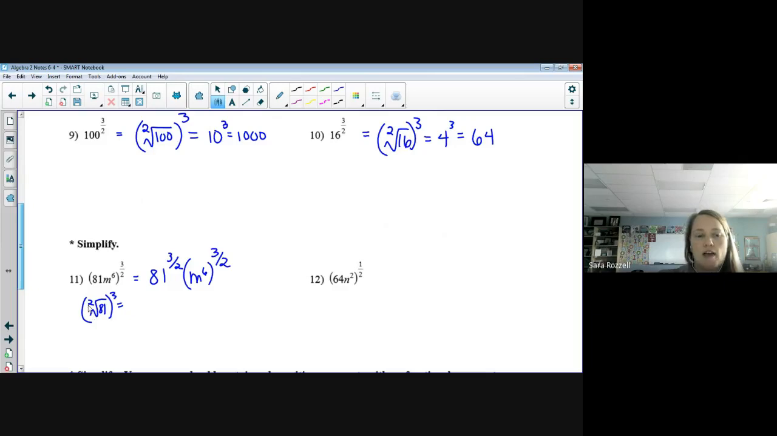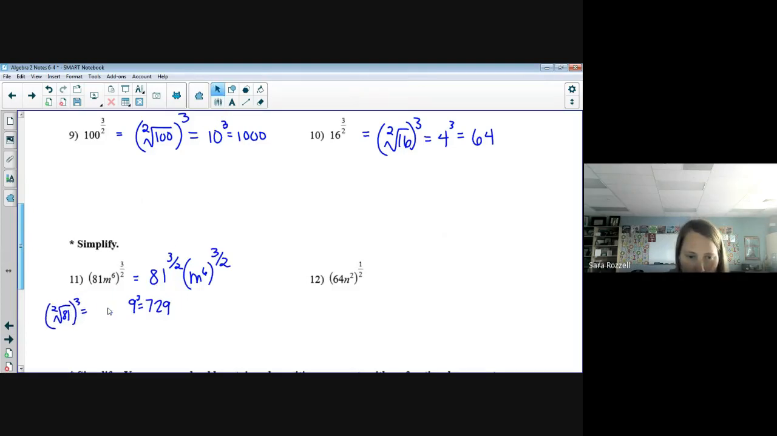And we said the square root of 81, we already said that was 9. And 9 to the 3rd, I think that's 729. Is that right? Okay. So this first part is 729. I'm going to scoot this over a little bit so I can write it right underneath it.